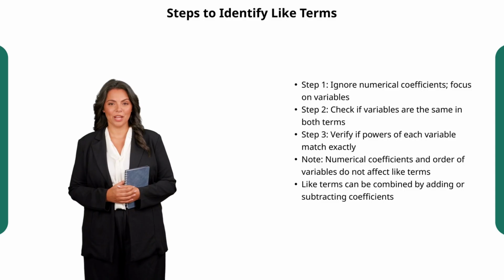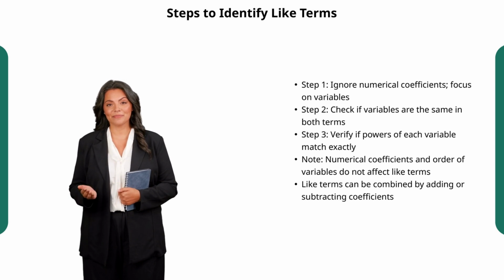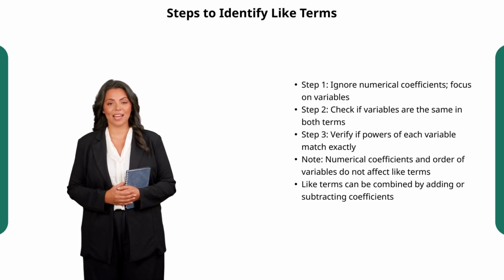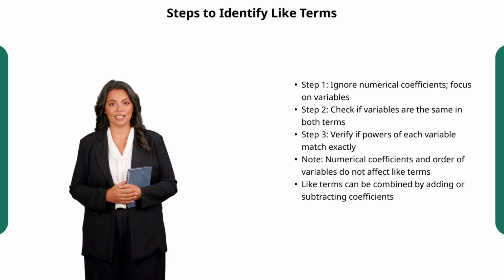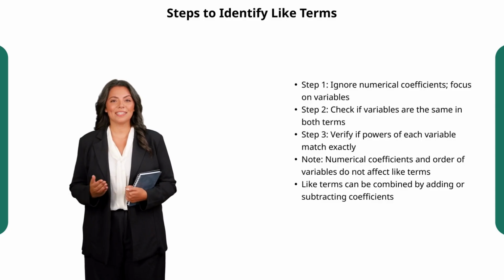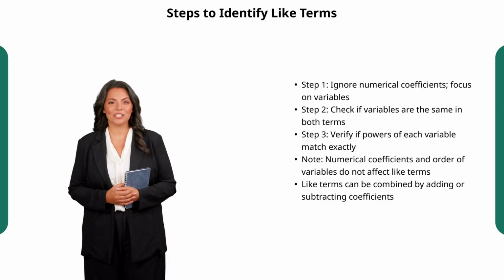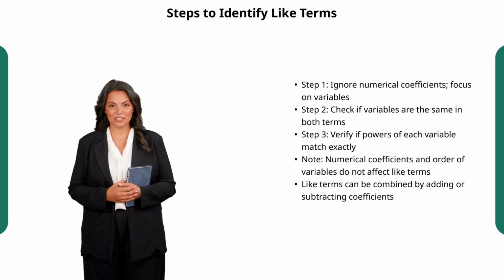Remember, numerical coefficients don't affect classification. Also, the order of variables in multiplication does not matter. AB is the same as BA. When terms satisfy these steps, they are like terms and can be combined with simple addition or subtraction by working with their coefficients. Practicing these steps will make your algebra life much easier when simplifying expressions.